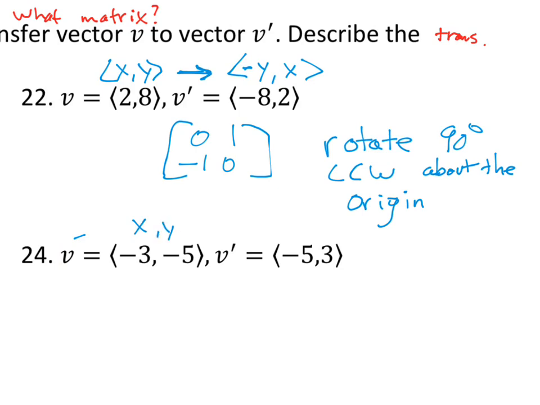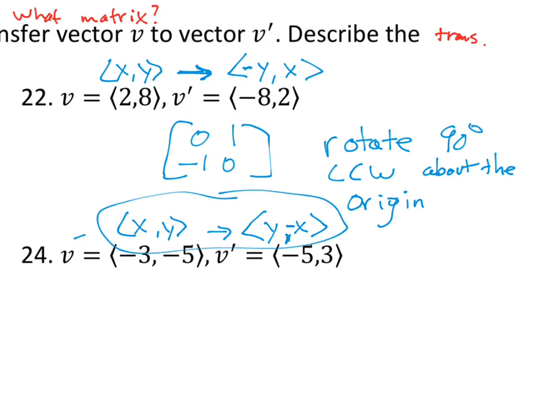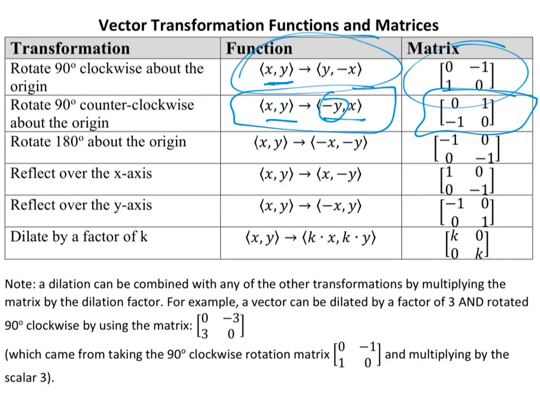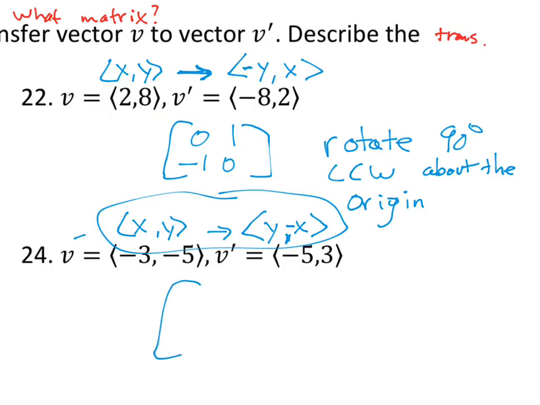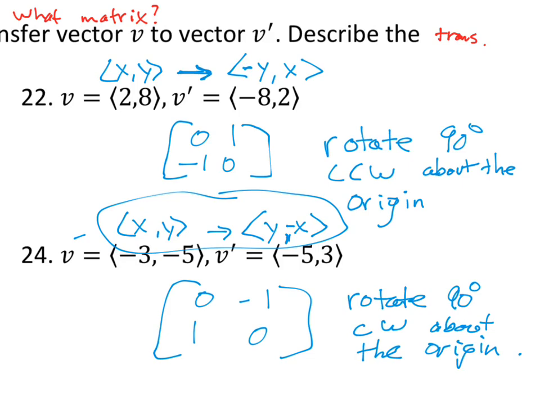We had x, y, and then we ended up switching the order again. So we got y and then x. But the x changed sign, so it was negative 3, now it's positive 3, so x is getting a sign change this time. Once again, you can look at your notes to figure out what transformation that is. This one is actually this one here. x, y goes to y, negative x, so that's a 90-degree clockwise rotation, and it has this matrix here. So your matrix is going to be 0, negative 1, 1, 0. And that's rotate 90 degrees clockwise. So there we go.